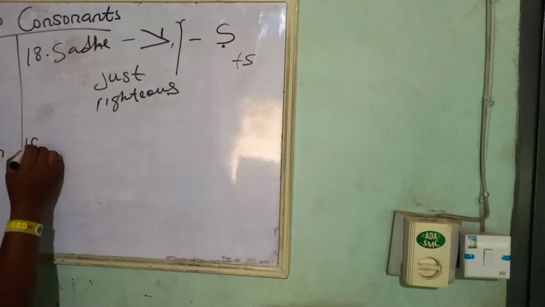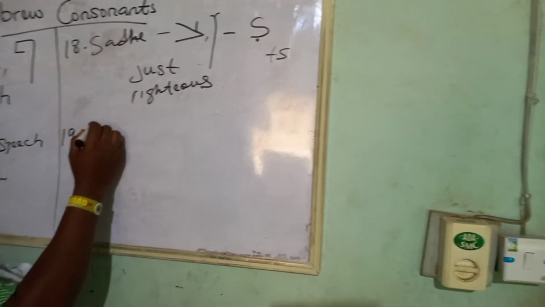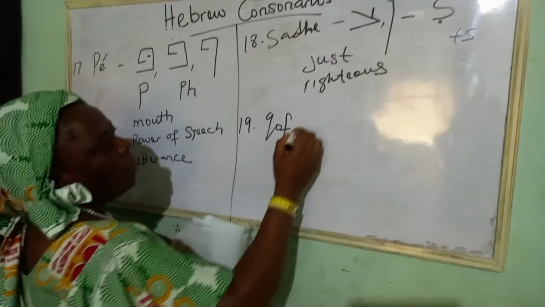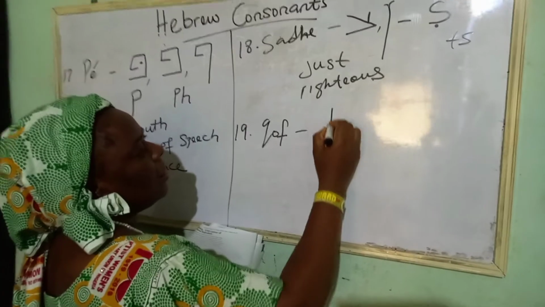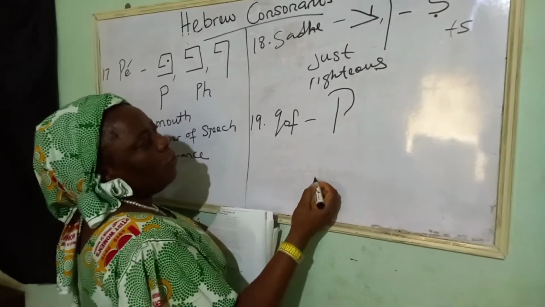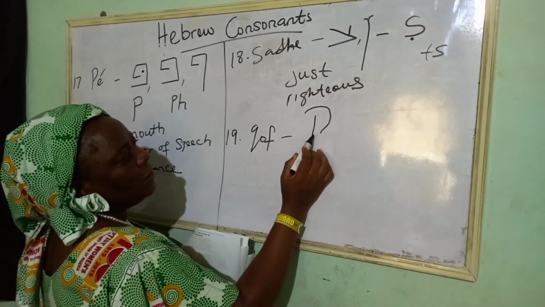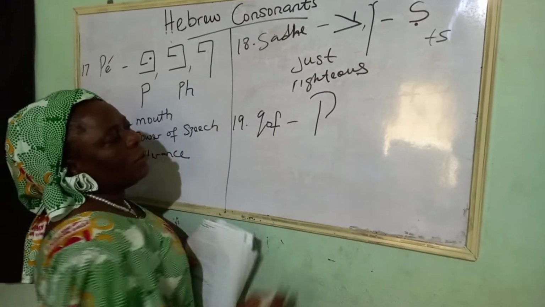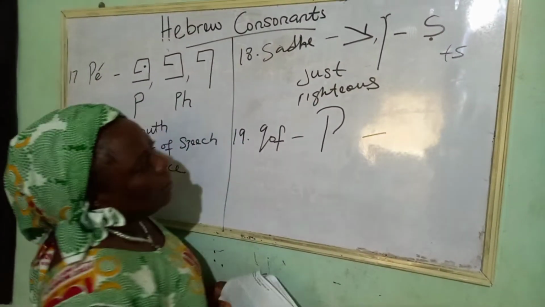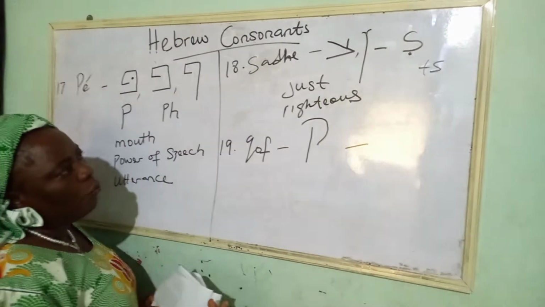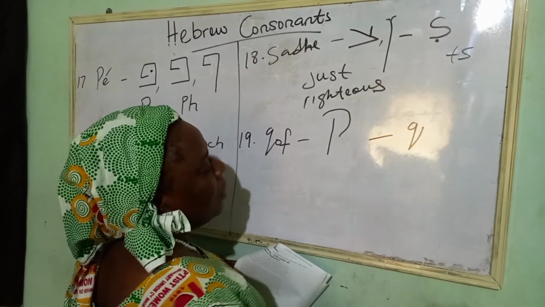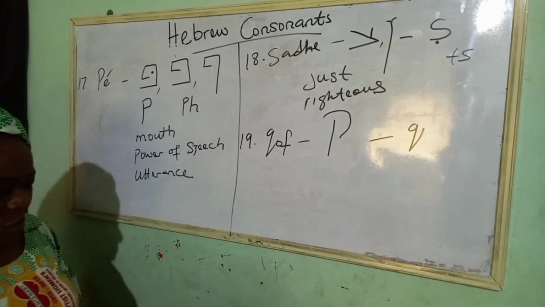The 19th consonant is Kof. Kof is written like P, but the difference between Kof and P is that this is not joined. And just like the pronunciation, Kof is transliterated as Q and pronounced as such.